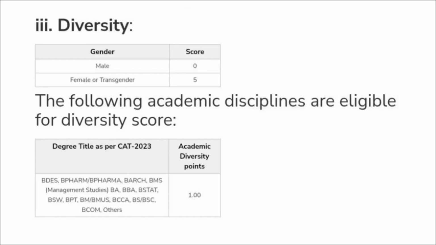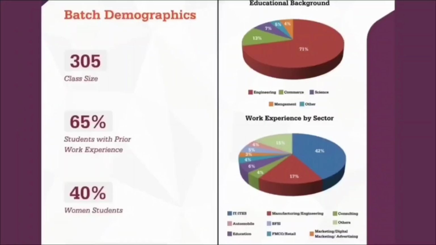Now if we consider the overall batch profile for the IIM Udaipur, then it is of 305 candidates. And there are 65% candidate students with the prior work experience. There are 40% candidates are the female candidates and 60% candidates are the male candidates.